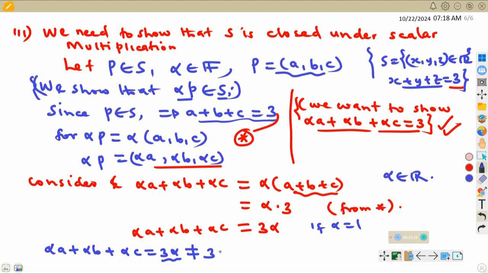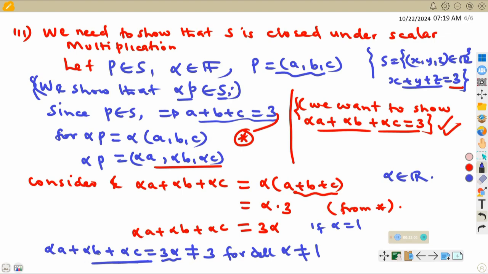So this 3 alpha is not equal to 3. And this happens for all alpha not equal to 1. So if alpha is not equal to 1, then this expression will not hold because this will no longer be a 3. But if alpha is equal to 1, it can hold. But we are looking at for all values of alpha, it will not hold true, which means that this statement here holds for only when alpha is equal to 1. But otherwise, it will not hold.